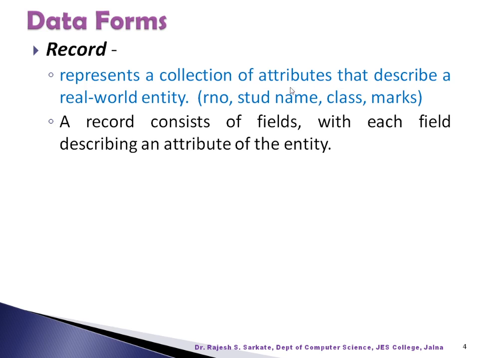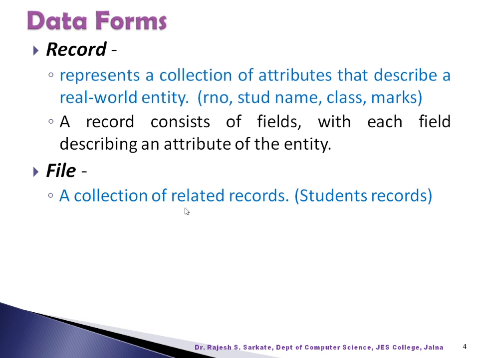These attributes generally belong to a specific entity. For example, if you talk about the book entity, book ID, book name, author, title are the attributes. So a collection of these attributes will be a record. Then file: a collection of related records. So if you talk about student records, it will create a student file. If you talk about attendance records, it will create an attendance file.